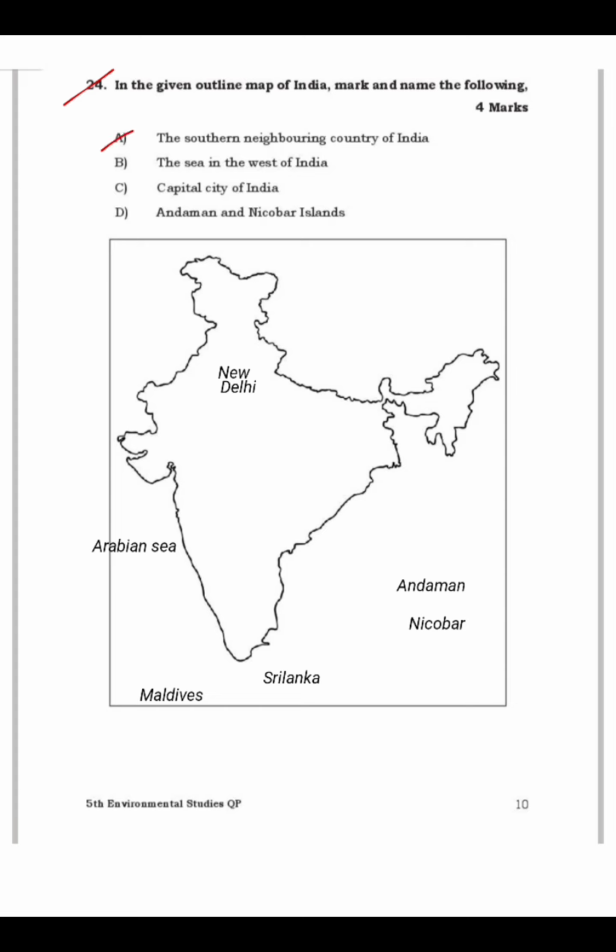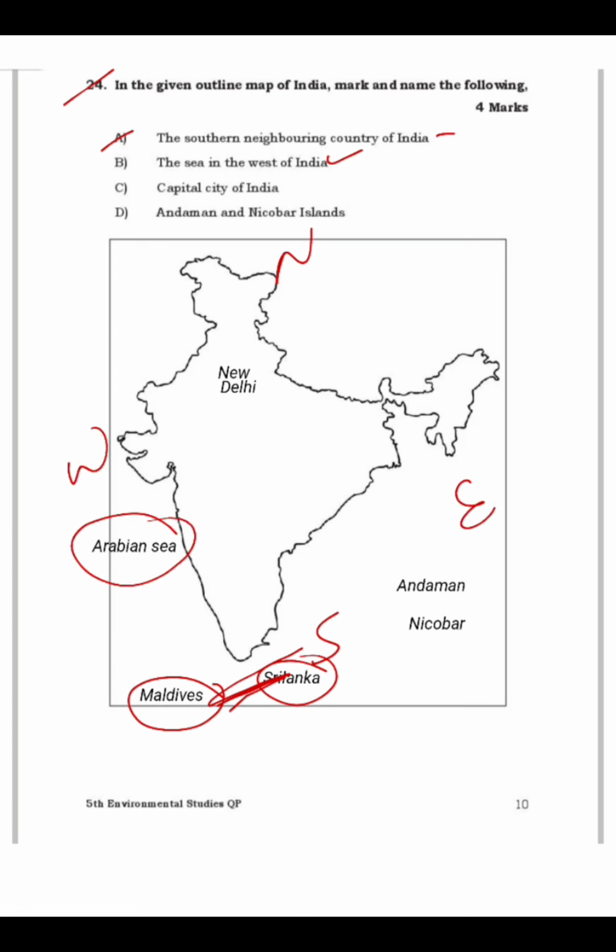The first question: the southern neighboring country of India. The southern neighboring country is Sri Lanka, and one more, Maldives. Both are neighboring countries of India. So here you have to write Sri Lanka and Maldives. Next, the sea in the west of India. This is north, south, east and west. So which is the sea in the west of India? That is the Arabian Sea.